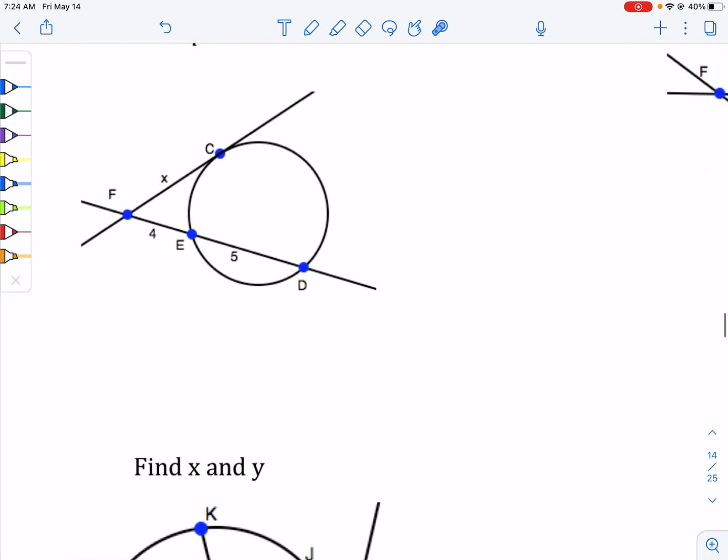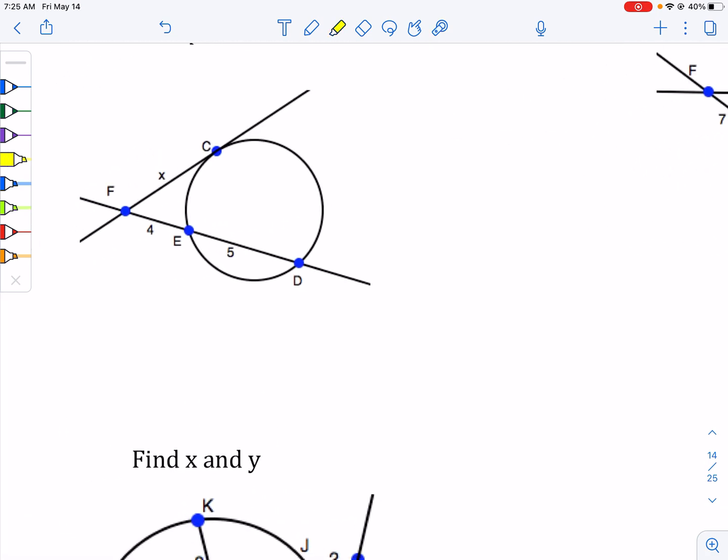Okay. So here we're going to take the full segment of the secant times the exterior part. So that would be the 4 plus the 5, which obviously gives us 9, times the 4 equals the exterior of the tangent one squared, so equals x squared.